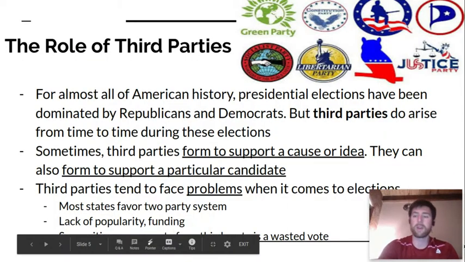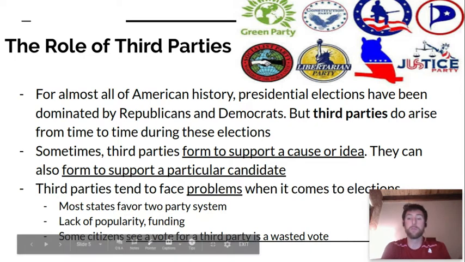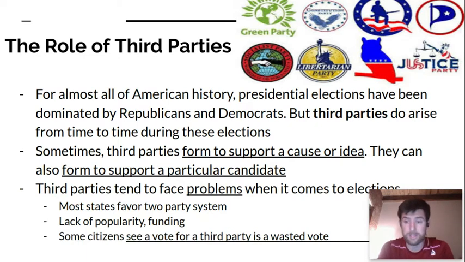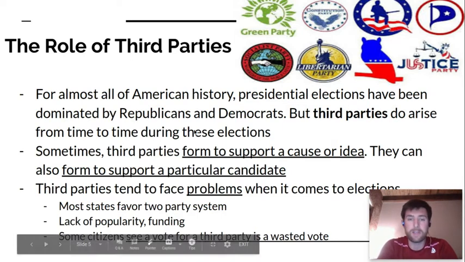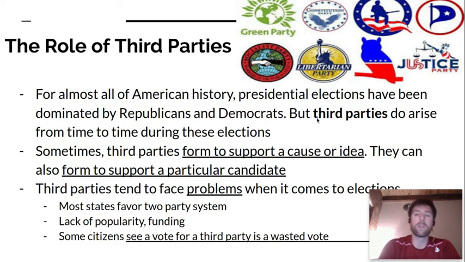So I know I spent a lot of time talking about the two main parties of our system, but believe it or not, there are other parties that exist. So having a two-party system does not necessarily mean there are only two parties. Okay. So for almost all of American history, presidential elections have been dominated by Republicans and Democrats, as we know. But third parties do arise from time to time during these elections. Third parties usually are formed to support a cause or a main idea, and they can also be formed to support a particular candidate that does not define themselves as either Republican or Democrat.